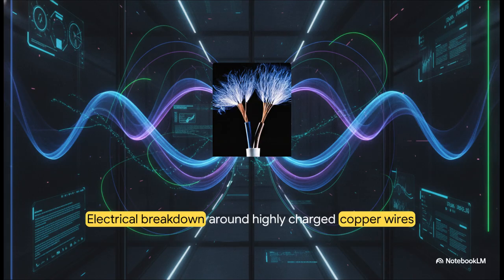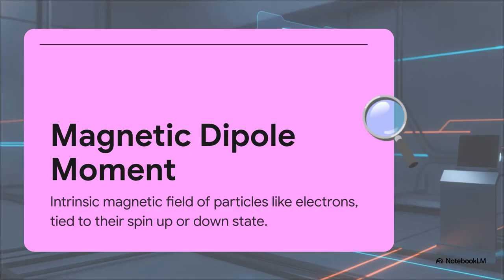If you bend that wire into a loop, the opposing magnetic forces on either side create a twisting motion, a torque. This torque on current loops is the whole shebang behind every electric motor on Earth, industrial scrap metal lifters, and even the intense electrical breakdown you see around highly charged copper wires. The microscopic becomes macroscopic. But hey, what about magnets that don't have a power cord?